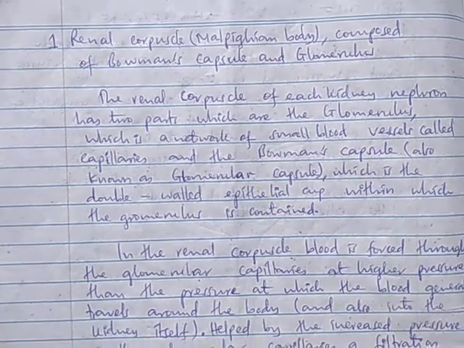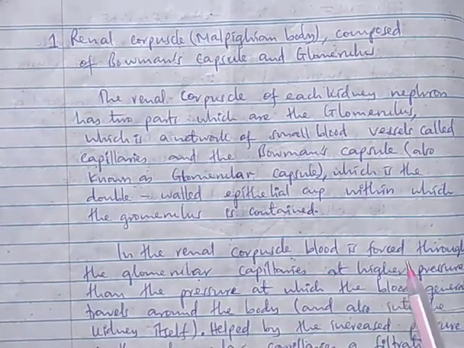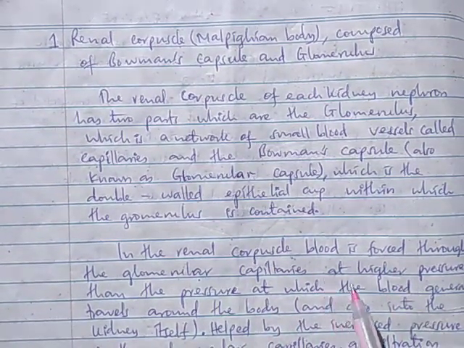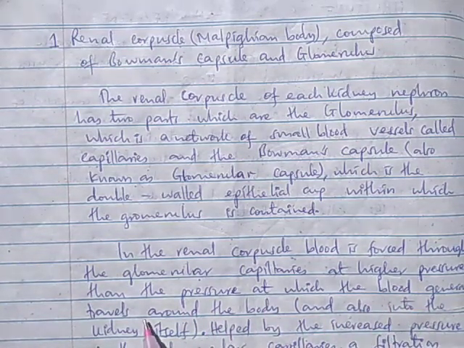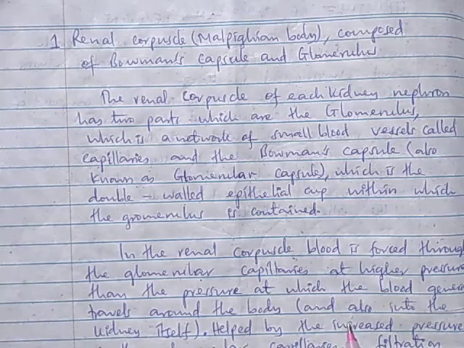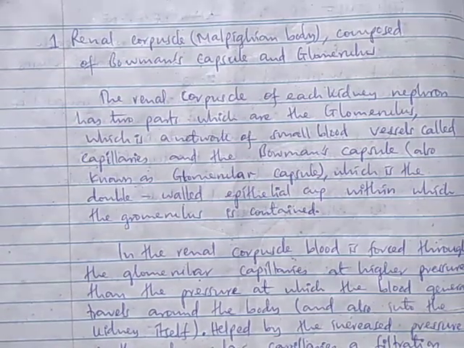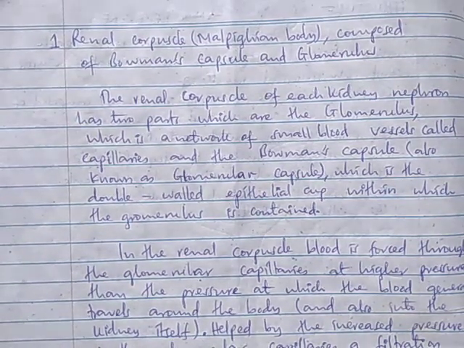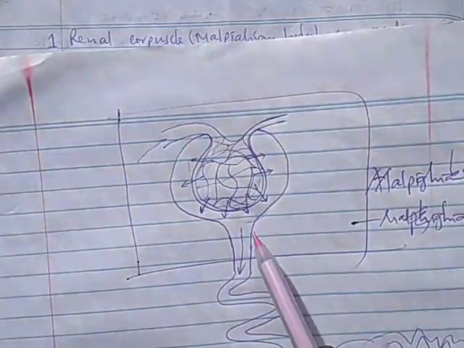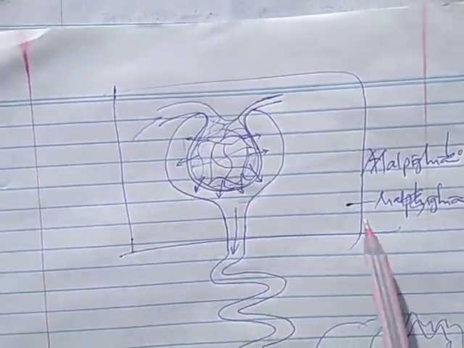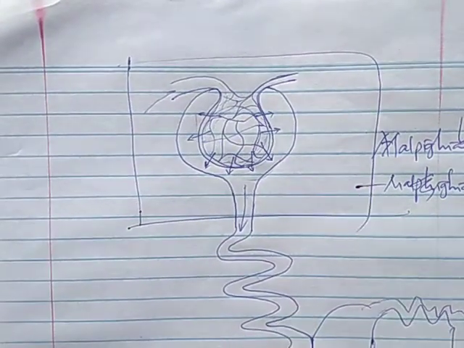So in the renal corpuscle, blood is forced through glomerular capillaries at a higher pressure than the pressure at which the blood generally travels around the body, and also in the kidney itself. So when blood enters the glomerulus, it enters at a higher pressure than the pressure at which blood travels in the body.